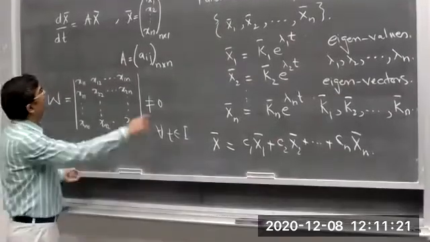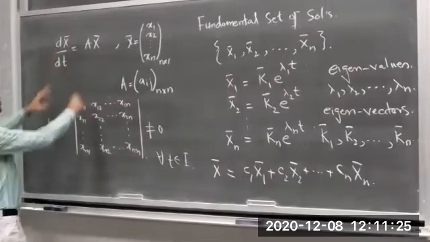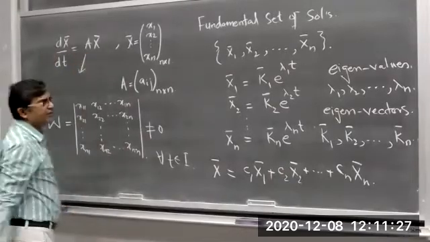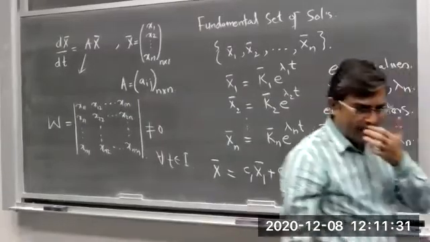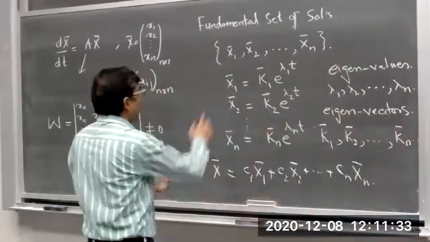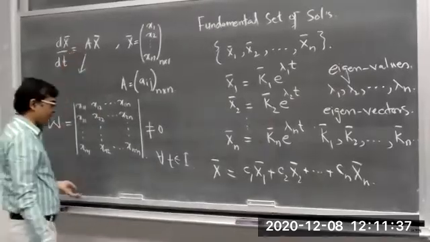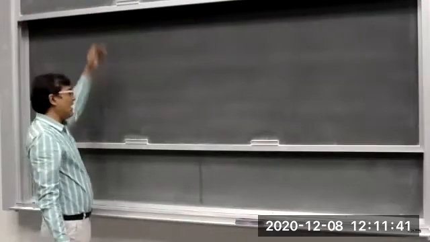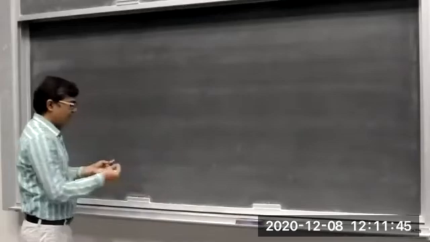In fact, when we write a system of first order differential equations in a matrix form, we have this matrix A, which is known. And we can find these eigenvalues and eigenvectors corresponding to this matrix A. Today we are going to discuss how to find eigenvalues and eigenvectors of a given matrix A.